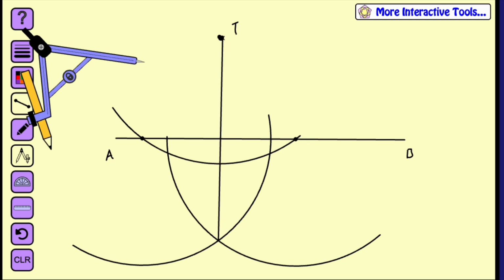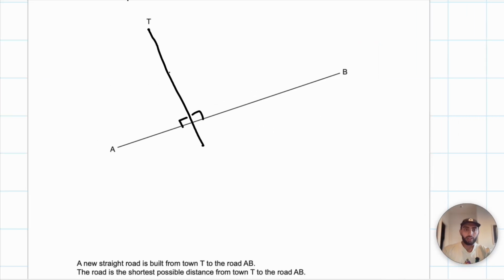And you can see this line that goes from T through AB is creating two right angles there as well. That means it's the shortest distance from T to AB. It looks something like this.